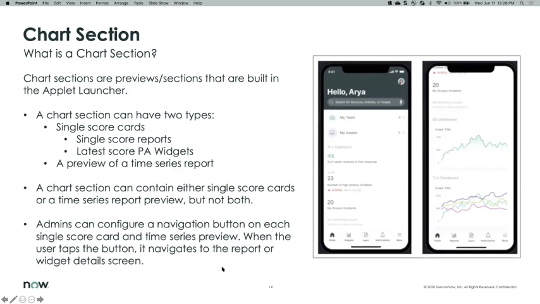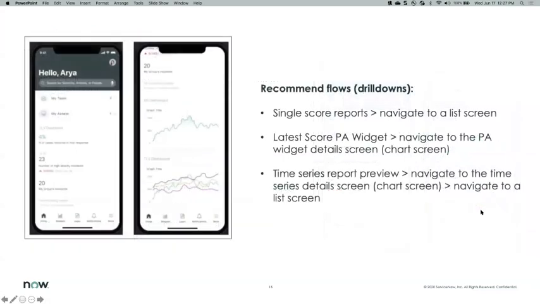An admin can configure a navigation button on each score and time series preview, and when you tap on it, it'll navigate to the report or the widget details, which we've talked about a little bit before. In this case, when you click here, it may go to your group incidents, and this is two screens of what it would look like scrolling. This would be a time series section, and this would be a time series section as well. Just know that you can't have single score and time series within the same section.